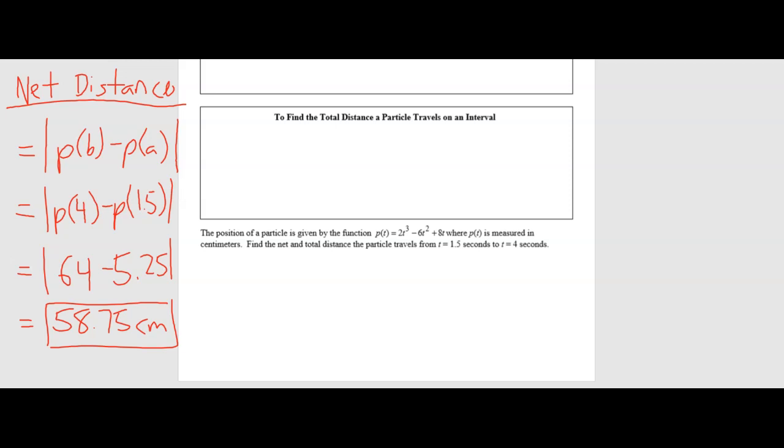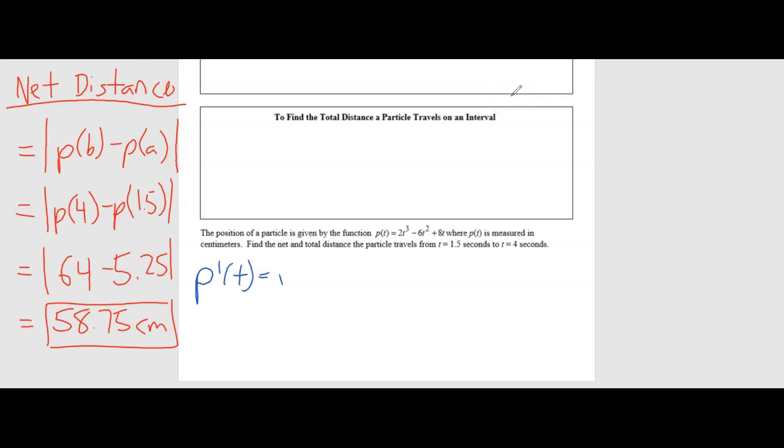Now, total distance, we have to think about if the particle ever changes direction, then it's possible the total distance will be different than the net distance. So just by looking at the function, we may not be able to tell if the particle ever changes direction. If we think about what we need to look for to see if the particle changes direction, we need to look at the velocity. Does the velocity change from positive to negative or negative to positive over this interval? And again, the velocity is going to be the derivative of the position function.